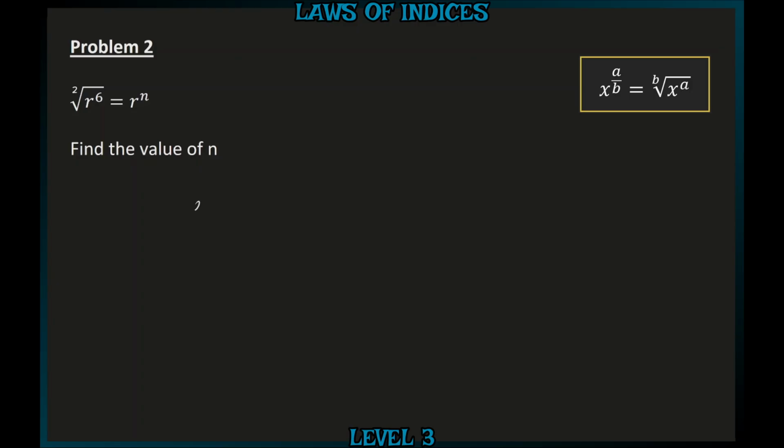So this means that the square root of r to the power of 6 can be written as r to the power of 6 over 2. Now since 6 over 2 means 6 divided by 2, this becomes r to the power of 3. Comparing this to the other side of our equation, r to the power of n, we can see that our 3 and our n must be equal to each other. So our final answer for problem 2 is that n is equal to 3.